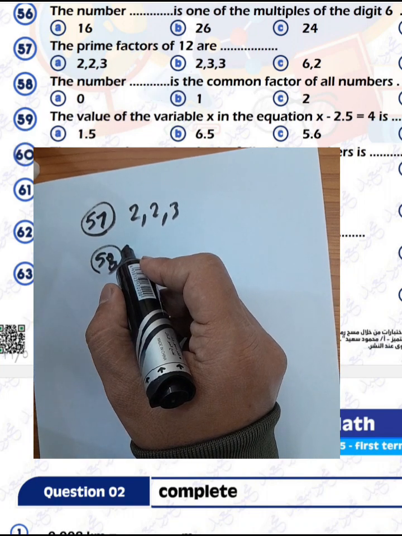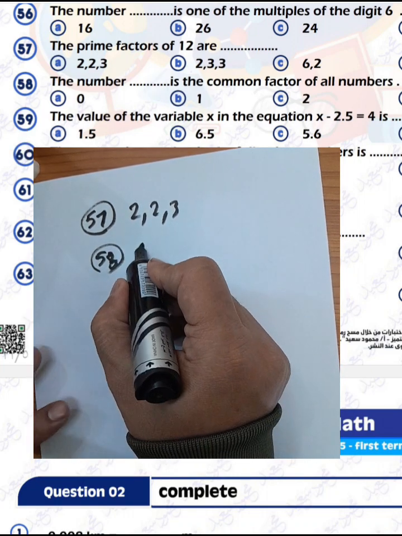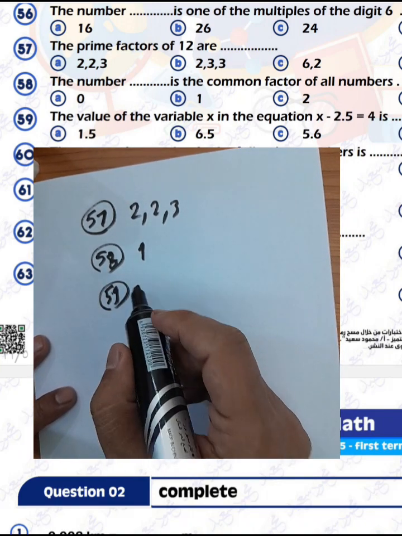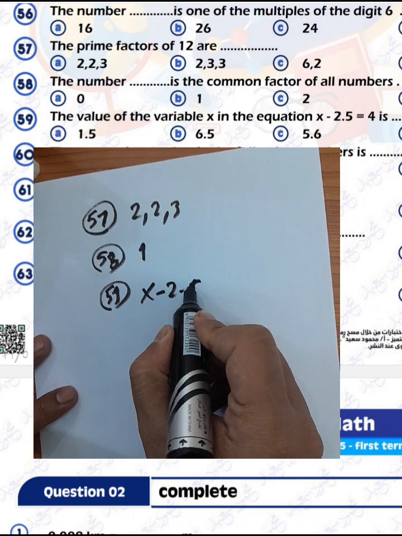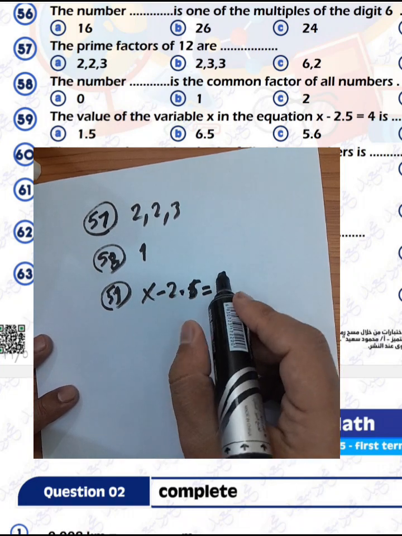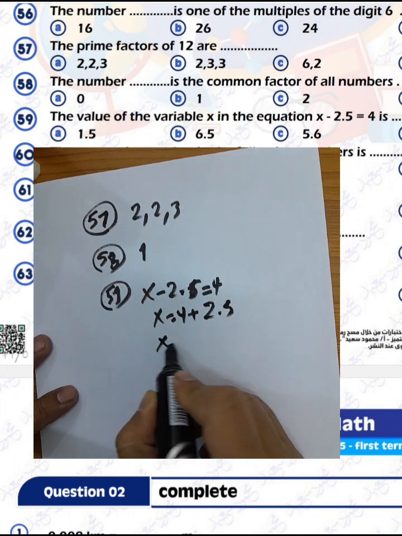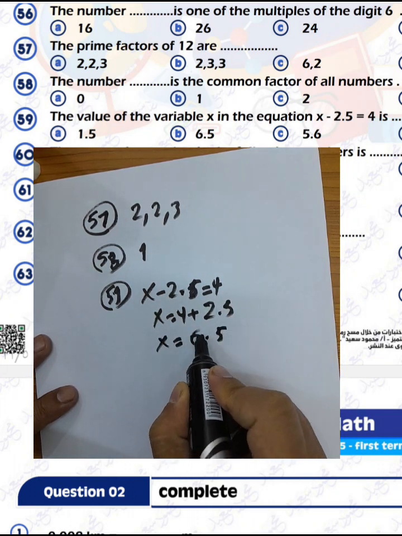The number 1 is the common factor of all numbers, it will be 1. Question 59, the value of the variable x in the equation x minus 2.5 equals 4, then x equals 4 plus 2.5, it will be 6.5.